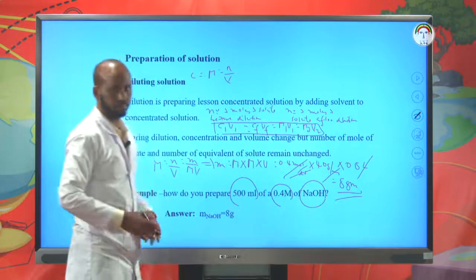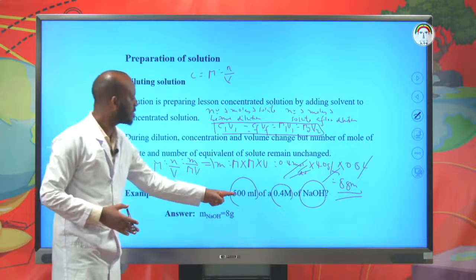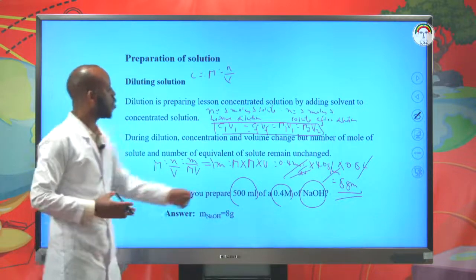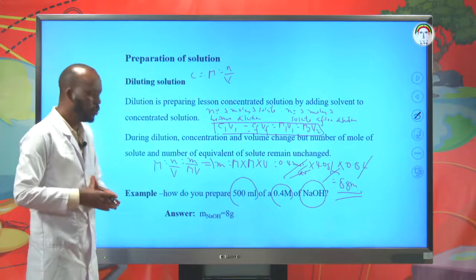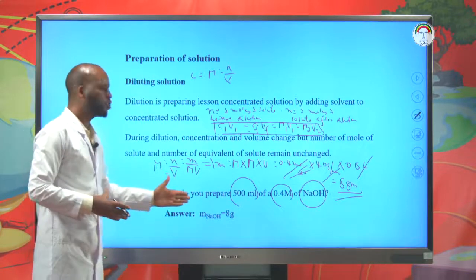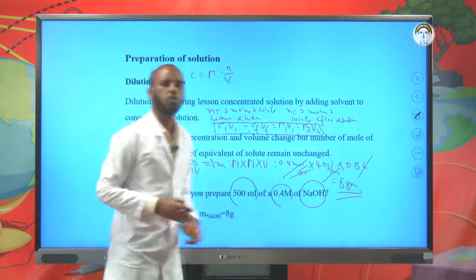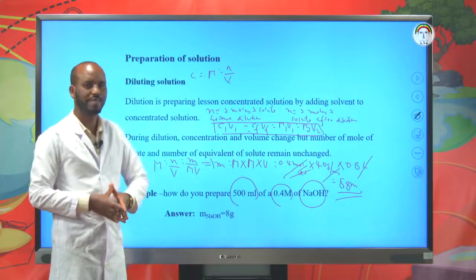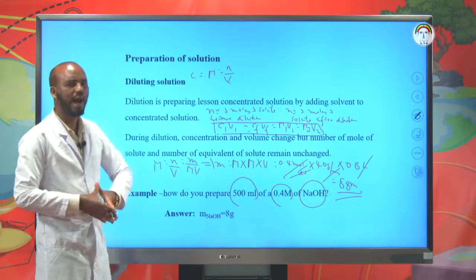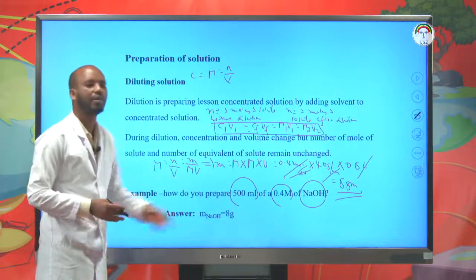The question says, how do you prepare 500 milliliter of a 0.4 molar of sodium hydroxide? To prepare this solution, weigh 8 gram of sodium hydroxide, then dissolve in enough water until final volume of the solution is 500 milliliter.